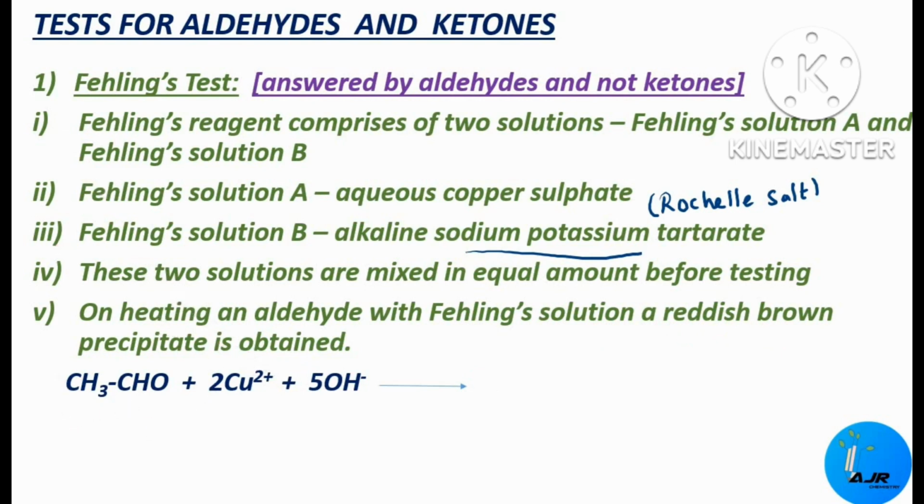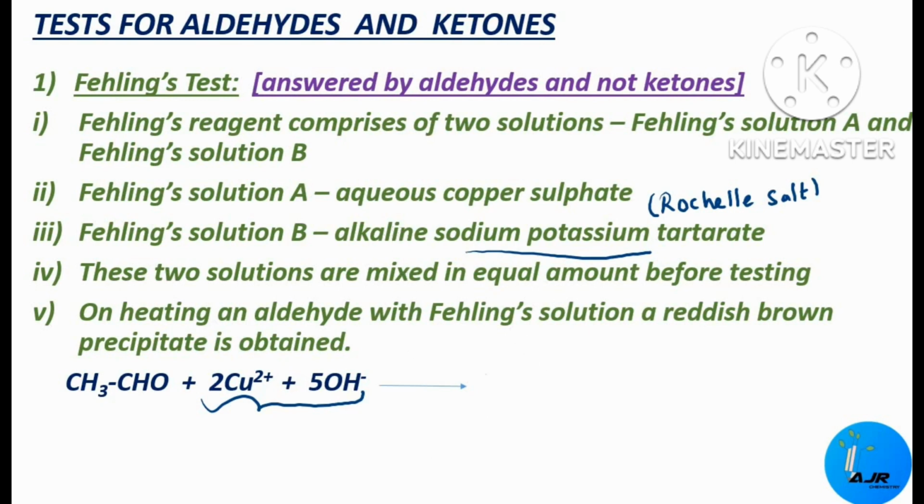This is acetaldehyde, CH3CHO. Copper sulfate and alkaline potassium tartrate are mixed together, so this mixture is the Fehling solution. When this acetaldehyde is treated with the Fehling solution, aldehydes are oxidized to the corresponding carboxylate.